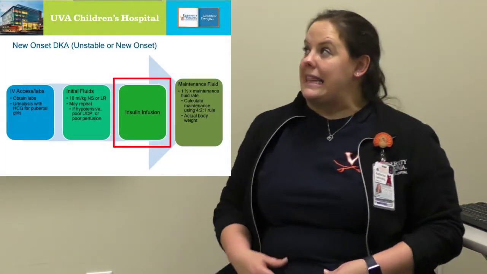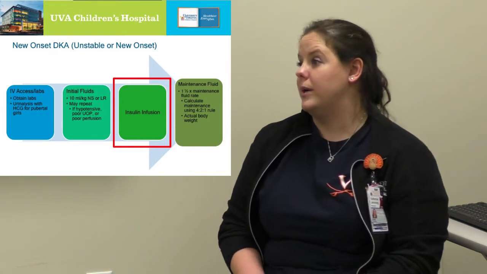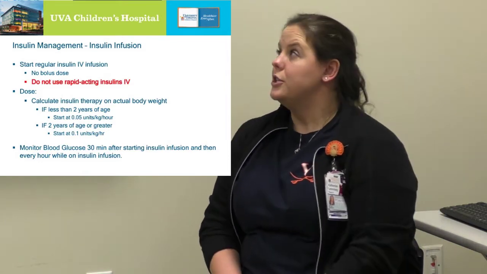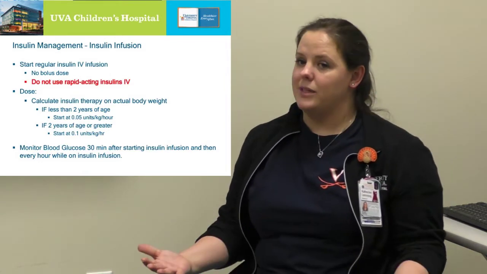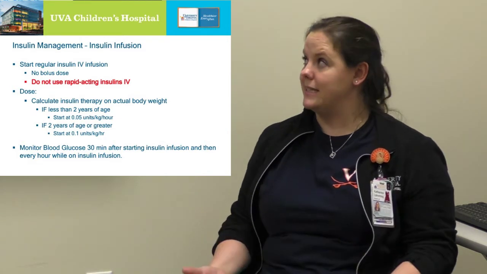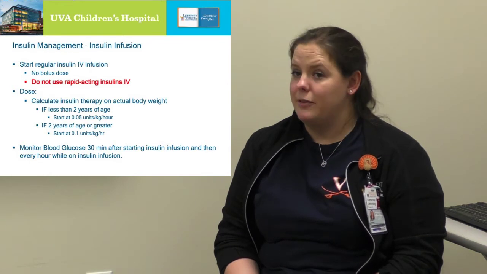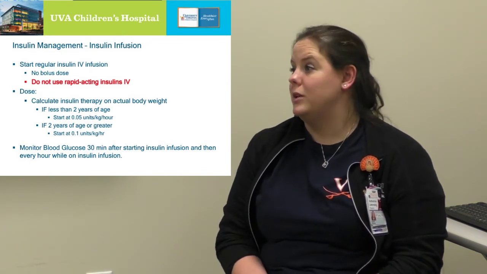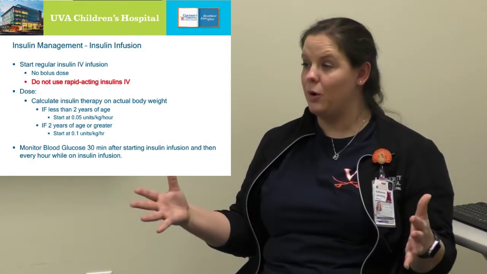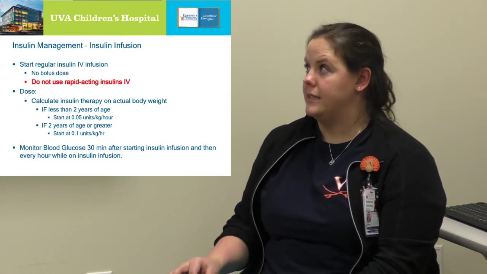Our 2 main therapies for DKA are insulin as well as fluid. So first we're going to go into the insulin infusions. In pediatrics, as well as the adult population, we start a regular insulin infusion. The key thing with the pediatric population that's different from the adult population is we don't use a bolus dose of insulin initially. And in both populations, we don't use rapid acting insulins. So we use regular insulin.